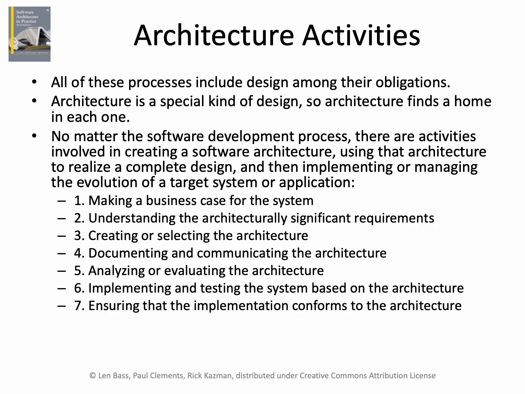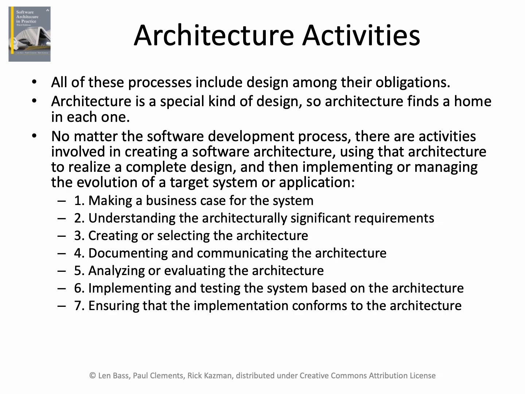So there are 7 steps given. Making a business case for the system. We just made a business case for a university management system. Understanding the architecturally significant requirements, like student registration and course enrollment that can happen at the same time, and fee payments or the finances dealing with the students, which can be sporadic and can happen at different times or diverse time frames.